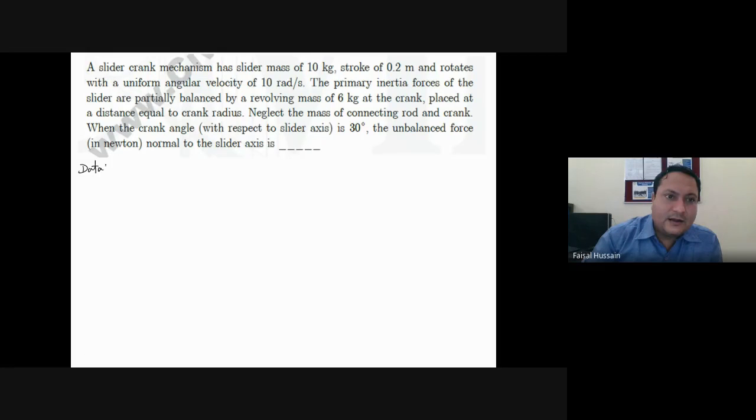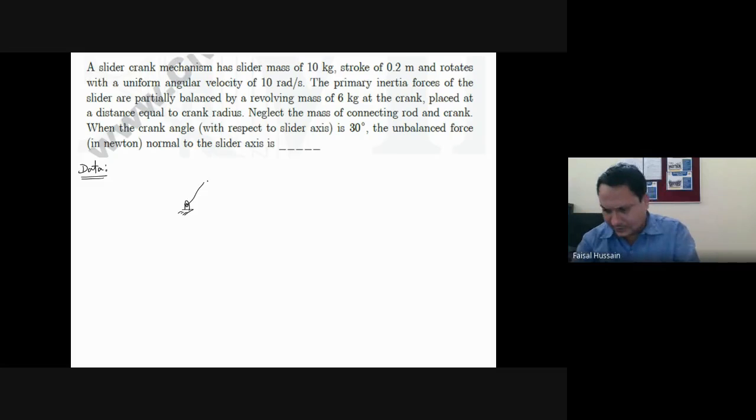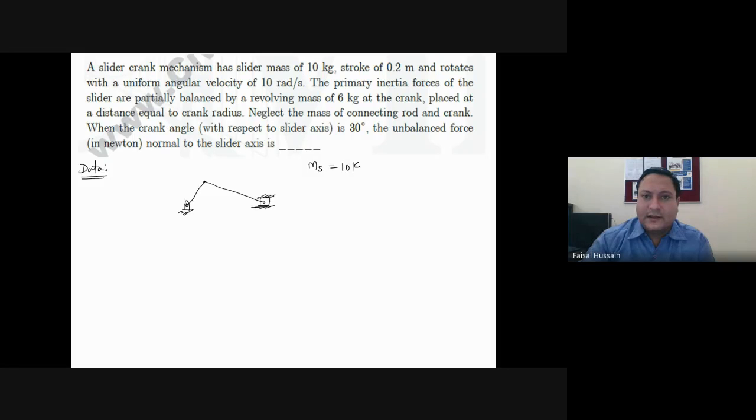In the data, this is my slider crank mechanism. The question says that a slider crank mechanism has a slider mass of 10 kg. So mass of slider ms equal to 10 kg.